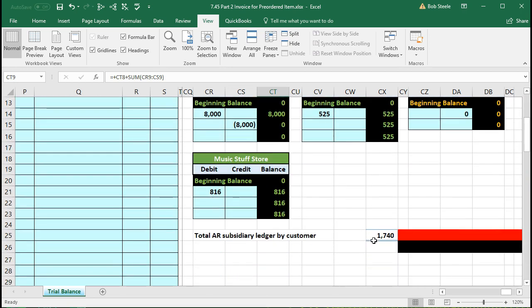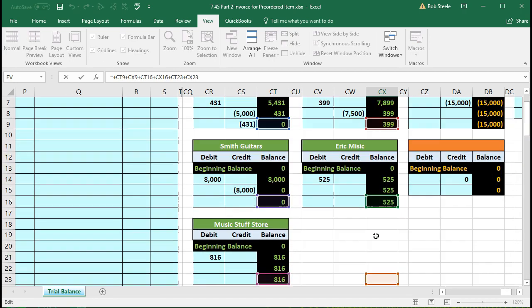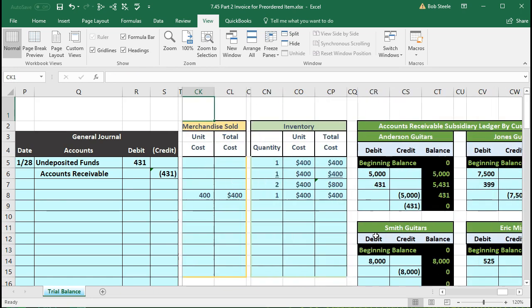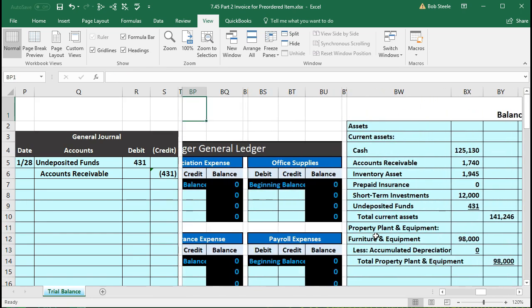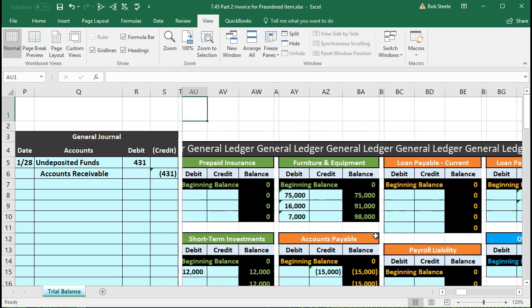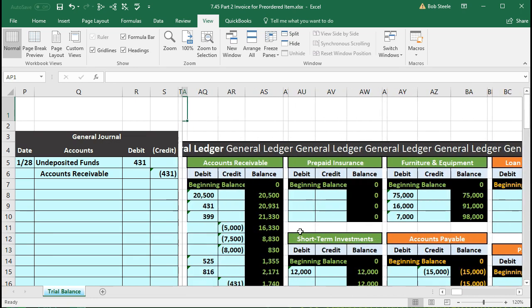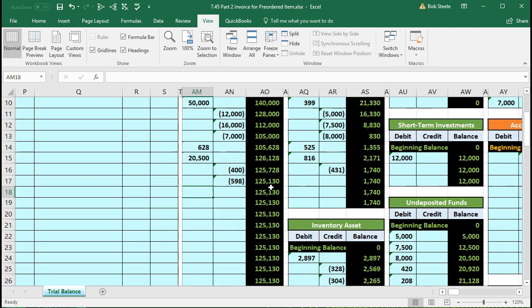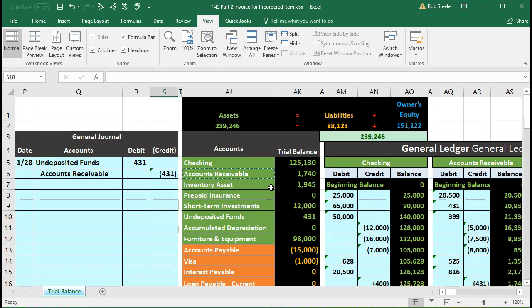Adding up all of them then, if we sum them all up, we get to this 1,740. That should be the amount in the GL as well as the amount on the trial balance, 1,740. Scrolling back to check that out, we're just scrolling all the way to the left. And scrolling down, we see the 1,740 there. That looks correct. If we look at the trial balance, we see the 1,740 there as well. So we're all tied out and it looks correct.